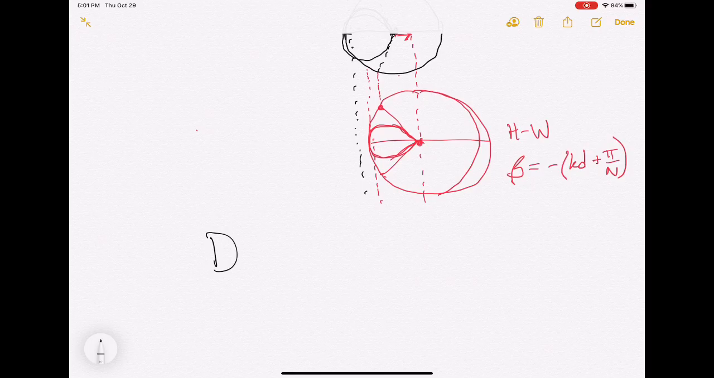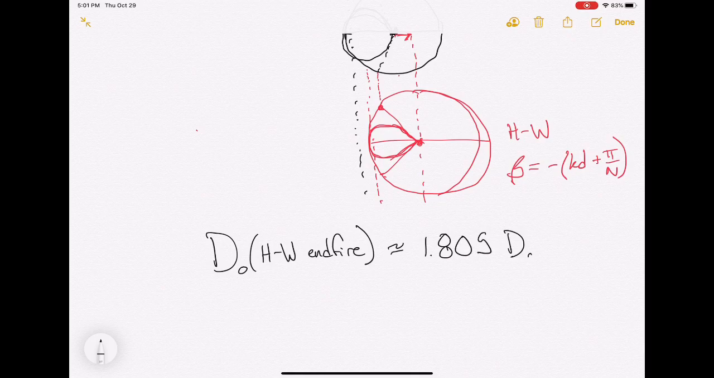And when you do that, you get an increased directivity value, which is about 1.805 times the directivity of an ordinary endfire.